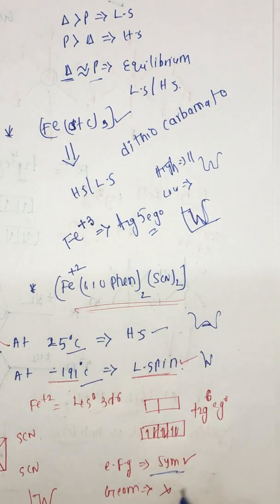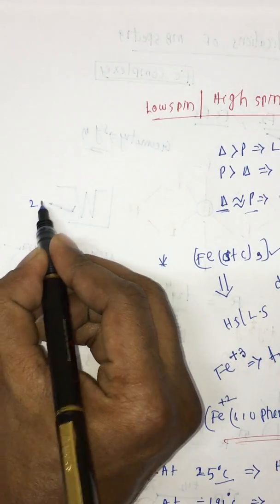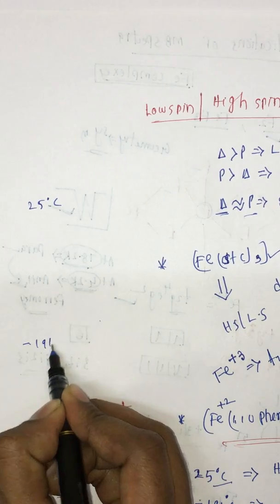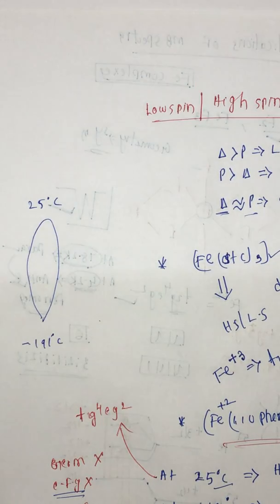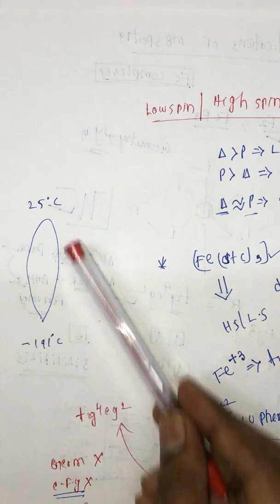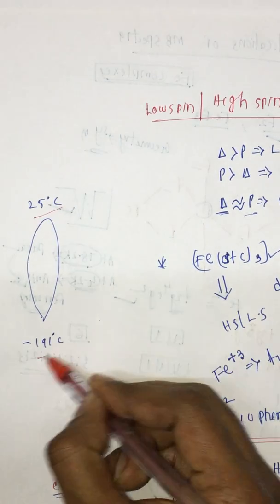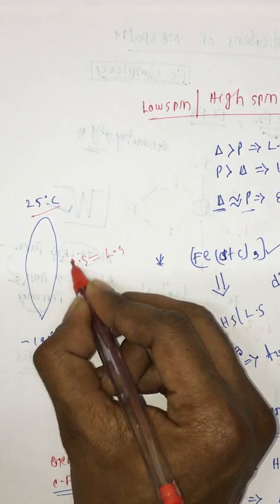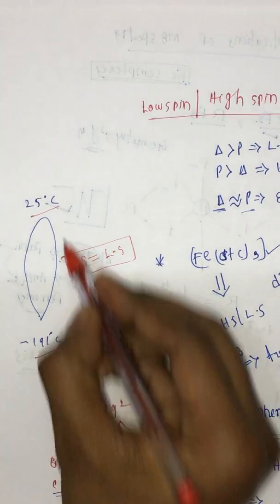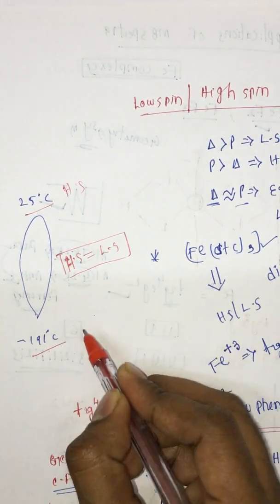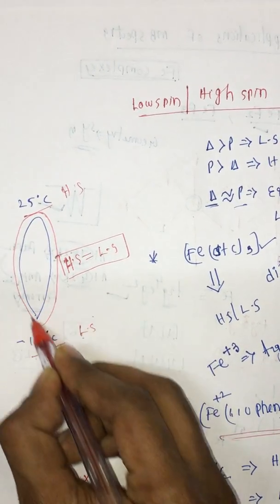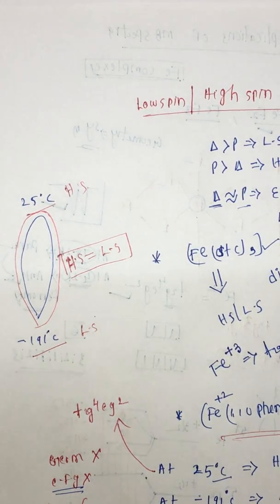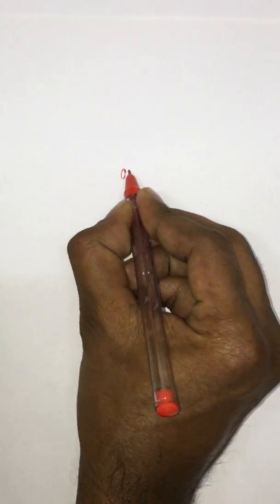And what about in-between temperatures? So here we have 25 degrees centigrade, here we have minus 191 degrees centigrade. What about in-between temperatures? If we record Mossbauer spectra between 25 and minus 191, it shows high spin and low spin equilibrium. At this point it is a high spin, at this point it is a low spin. So at the remaining temperatures it exists in an equilibrium between the high spin as well as low spin.